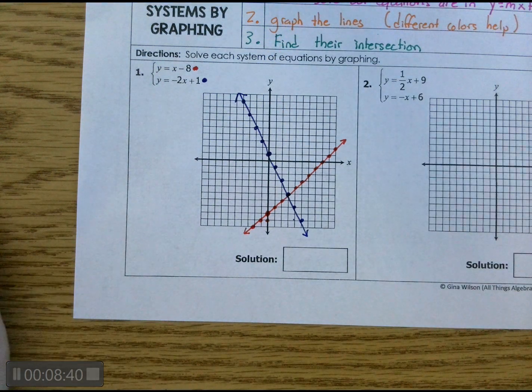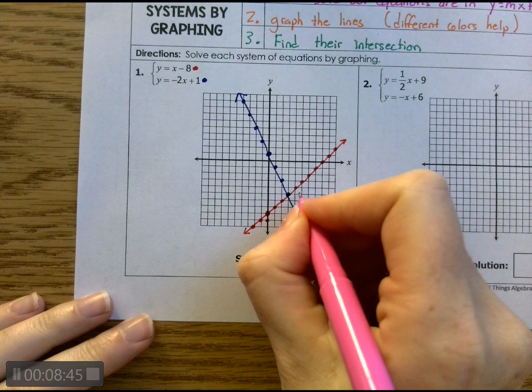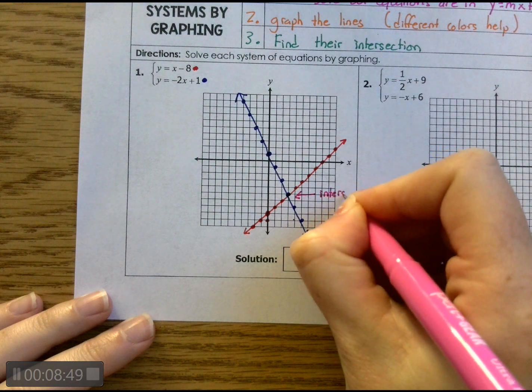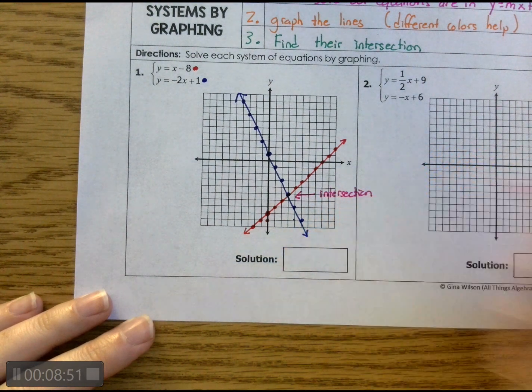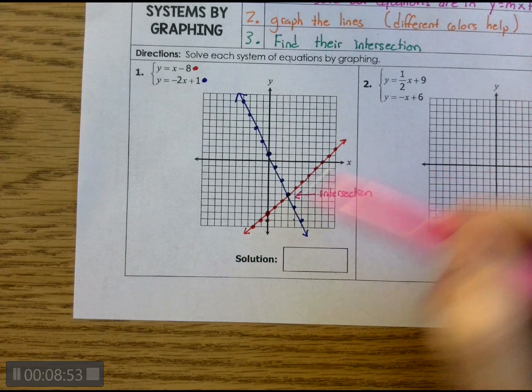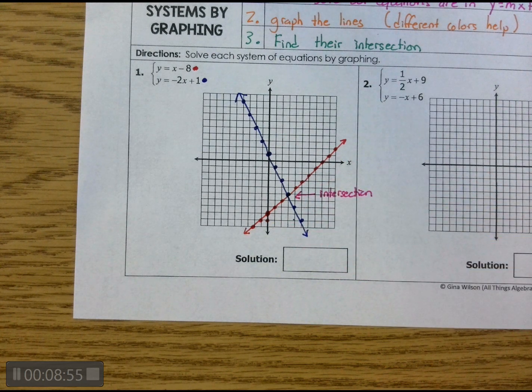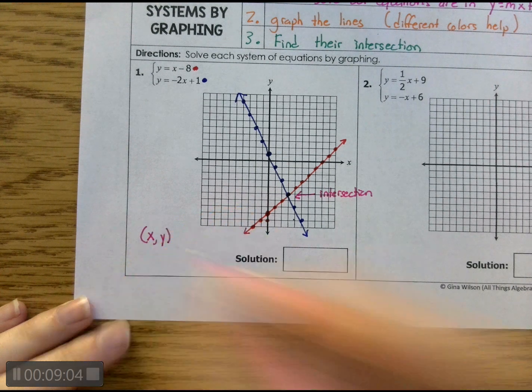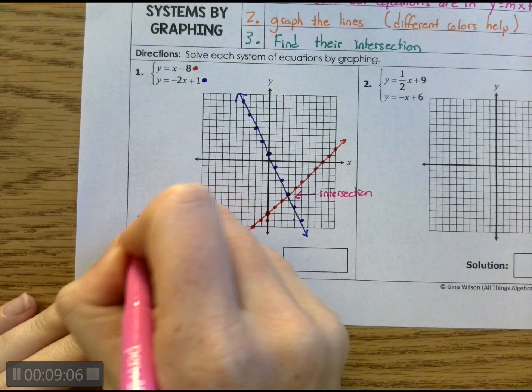And our solution is going to be the point of intersection. And our point of intersection is this point right here, because it's where the two lines cross each other. So then we just need to find what point this is. And remember, when we write points, it's in the form x, y. Okay?